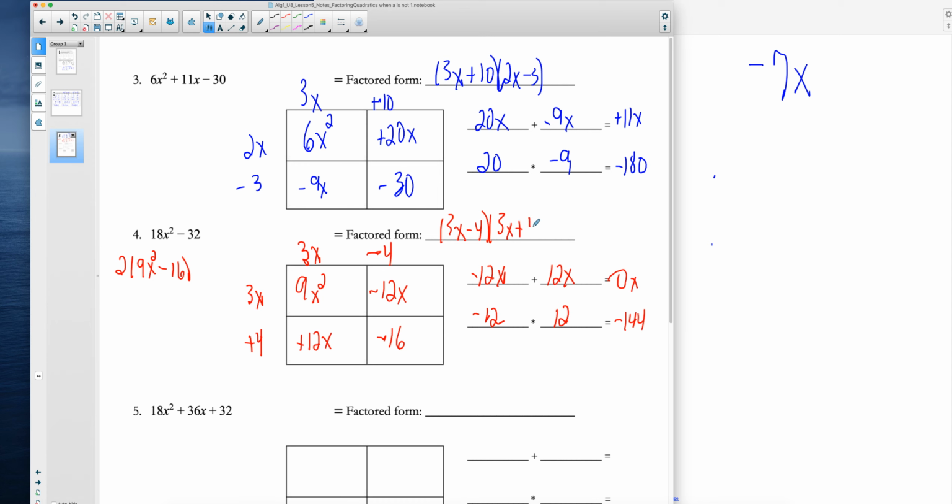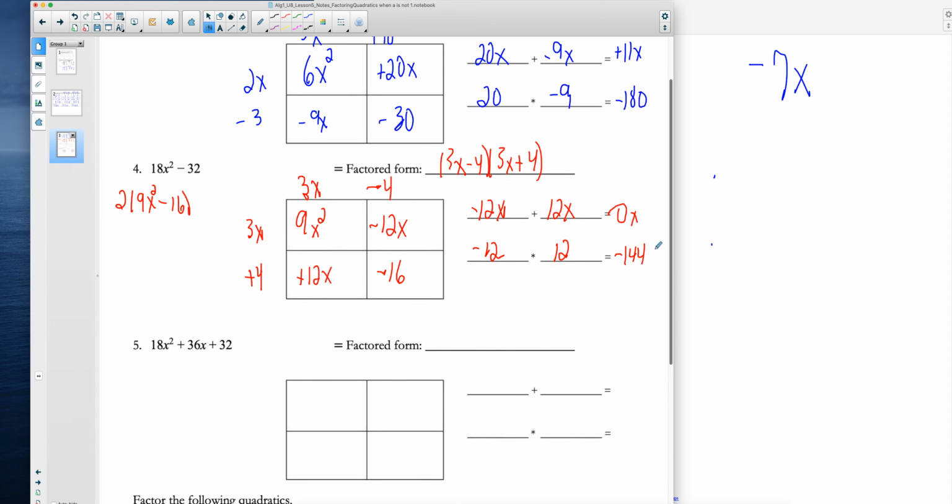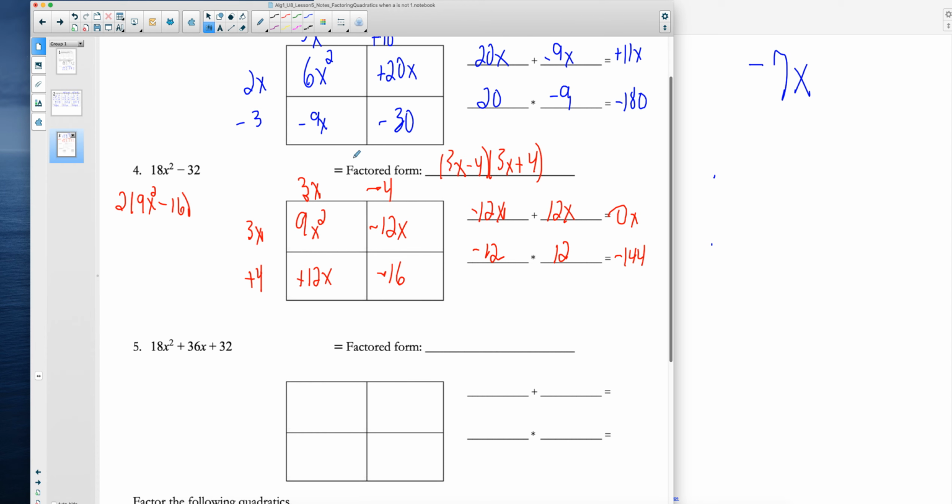If you look at our notes, you can see that we get a pattern here. 3x times 3x, that's the 9x squared. Negative 4 times positive 4, that's the negative 16. Negative 12x plus 12x is a 0x. So that's going to work out. We call this the difference of two squares. When you see this, notice 9x squared is a perfect square, 16 is a perfect square, and that's something that we'll build a little bit more on.